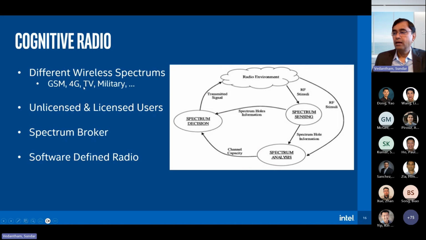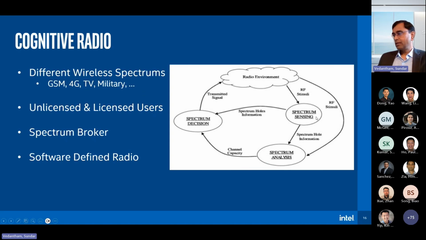So even things like the TV spectrums that are unused in one part of the country, or military spectrums not in use, can be repurposed for 5G. But of course, if it's needed, we should be able to give it up really quickly too. So that flexibility, being able to grab a spectrum, use it, and release it as quickly as possible, is a big intelligence that's brought into this cognitive radio aspect.